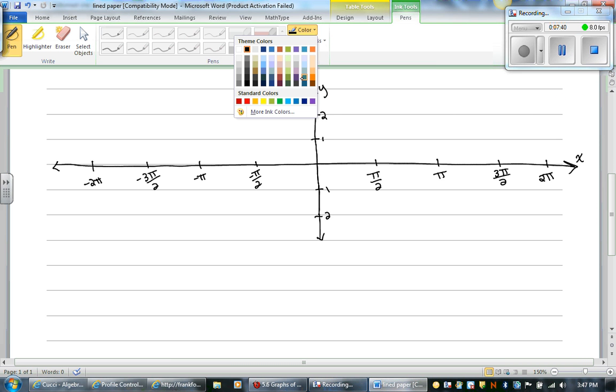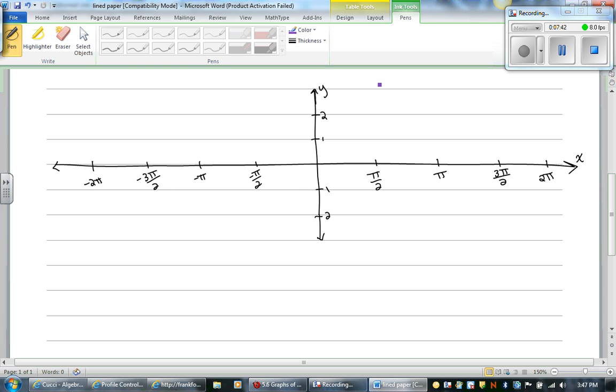Okay, so our amplitude for this function, we're doing y equals 2 cosine x, our amplitude is 2. Okay, that means we're going to rise 2 units above and below the midline. Since the midline, there's nothing being added or subtracted, it's simply going to be this x-axis. Okay, so cosine generally starts at 1. But because we have an amplitude of 2, we're going to stretch that to 2. At pi over 2, cosine is 0.